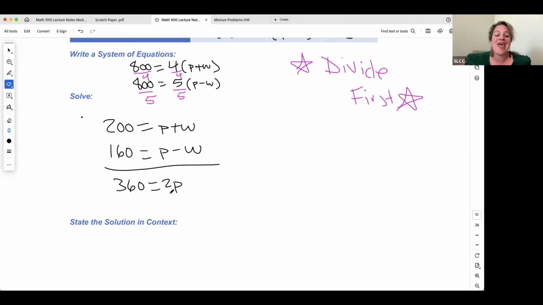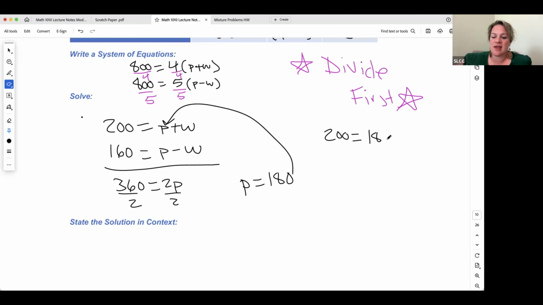Those add to 0. Then divide both sides by 2 to see that P equals 180. So the speed of the plane is 180. Now, we can use either one of these equations to solve for the speed of the wind. It doesn't matter, so let's just plug it back into the first one. So 200 equals the speed of the plane, which is 180, plus the speed of the wind. And then subtract the 180 from both sides. This side adds to 0. This side subtracts to 20. So the speed of the wind is 20.